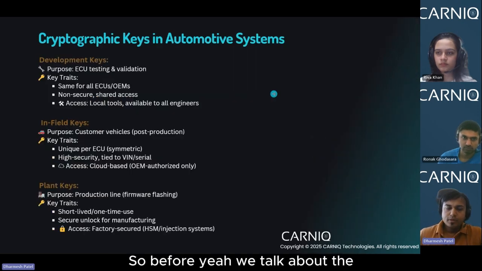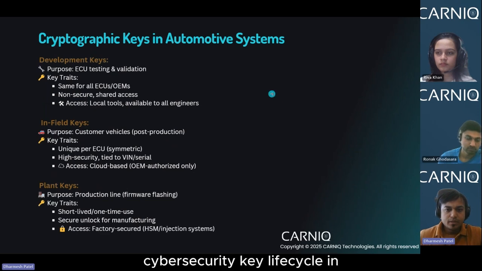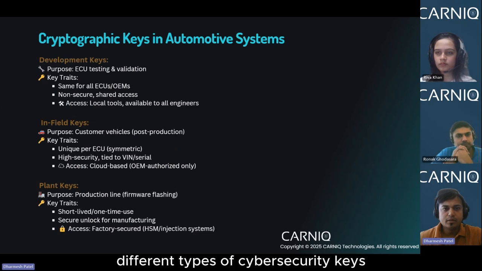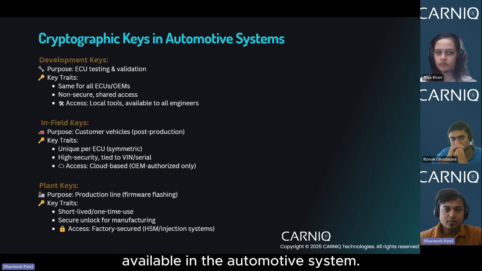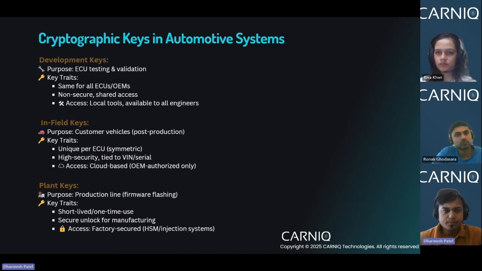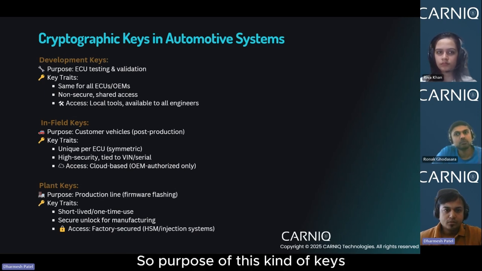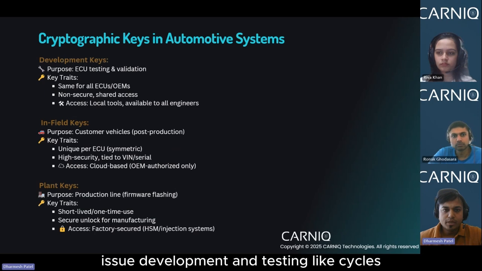Before we talk about the cybersecurity key life cycle in automotive, let's see what the different types of cybersecurity keys available in the automotive system are. The first one is development keys. These keys are used in the ECU development and testing life cycles.